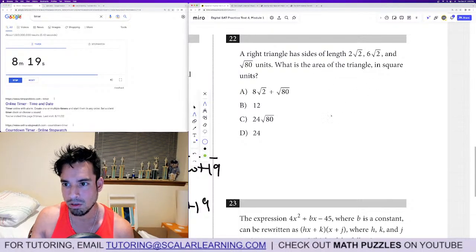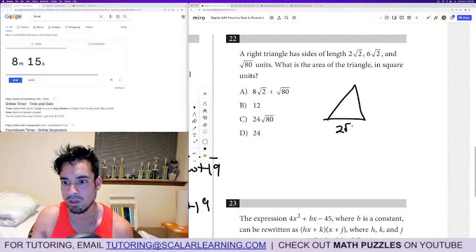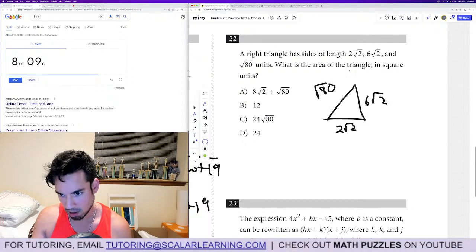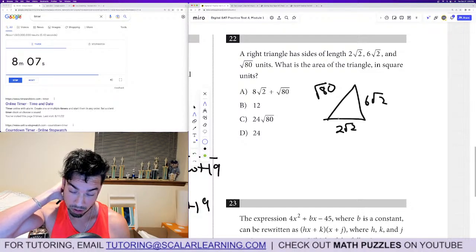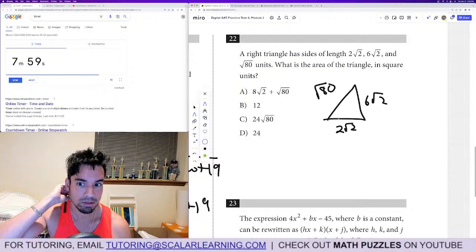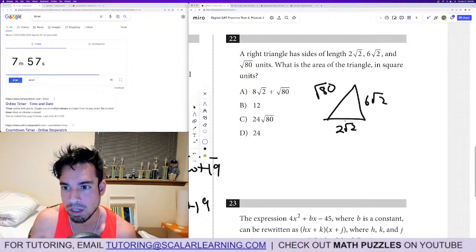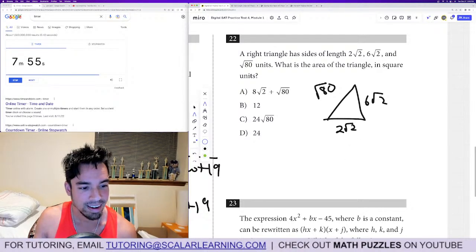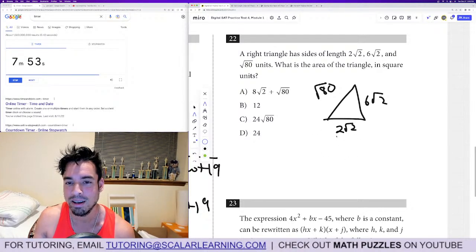Right triangle side lengths of 2 rad 2, 2 rad 2, 6 rad 2, and rad 80. I hope this is a right triangle, or is this that weird 1/2 sine of... no, because we don't know any angles. No, it's not. Okay, I was like, is this that trig area formula? Like, come on. Okay, hold on. So what is the area in square units?